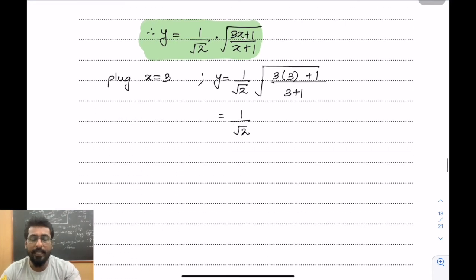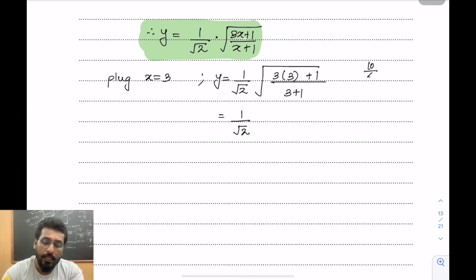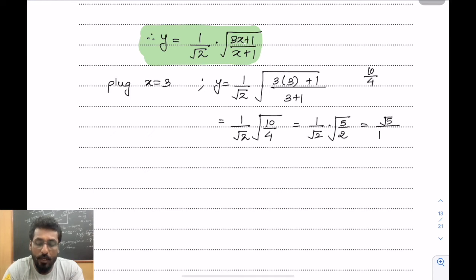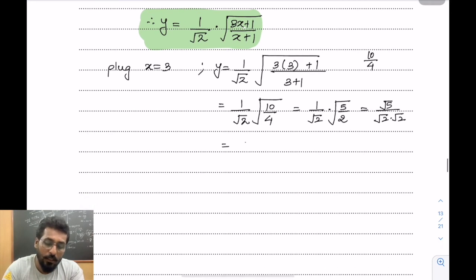Okay. So that's 3 times 3, which is 9. 9 plus 1, that's 10. 10 divided by 4. So 1 upon root 2 multiplied with root of 10 divided by 4. So that would become 1 upon root 2, and then root of 10 upon 4 is root of 5 upon 2, which is root 5 upon root 2, into root 2, or I get my answer as root 5 upon 2.